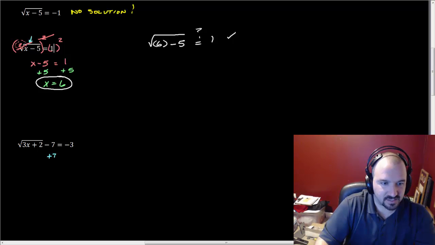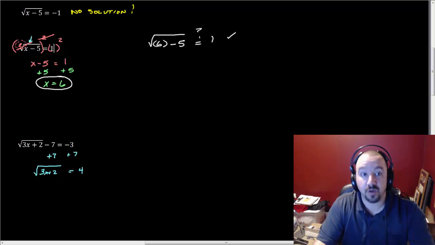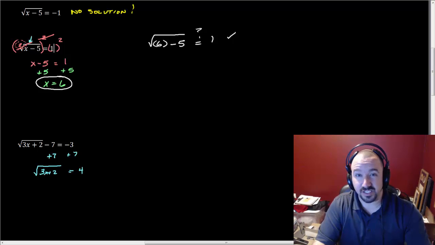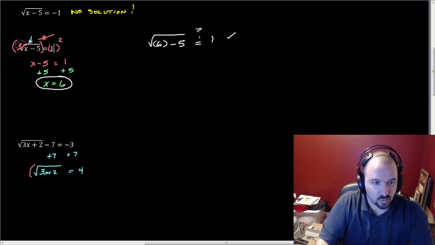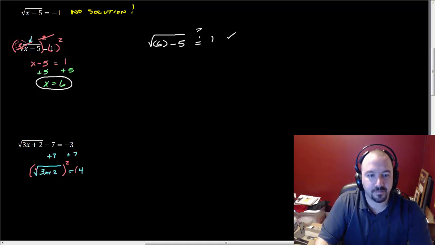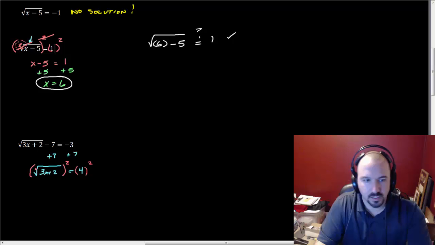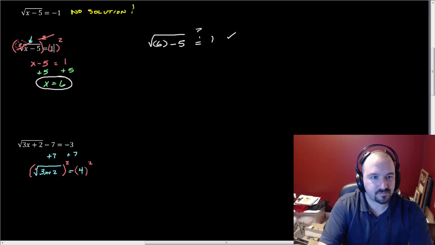I'm going to add 7 to both sides, and this is going to isolate my radical. So I have the square root of 3x plus 2 is now going to be equal to positive 4. From here, I work it the exact same way that I just did the last one. So I'm going to square both sides because that matches the index over here. And when I say both sides, I really do mean both sides of the equation. And then I'm just going to solve it out.